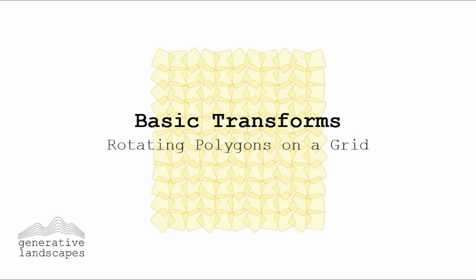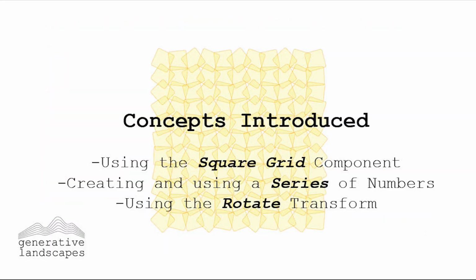Welcome to the Rotating Polygons on a Grid tutorial with a focus on the basic transform rotate. In this video, we will be using Rhino and Grasshopper to create a regular pattern of polygons of varying types and sizes, which are progressively rotated over a gridded field. In this tutorial, you will learn about Grasshopper's square grid component, creating and using a series of numbers, and using the rotate transform.